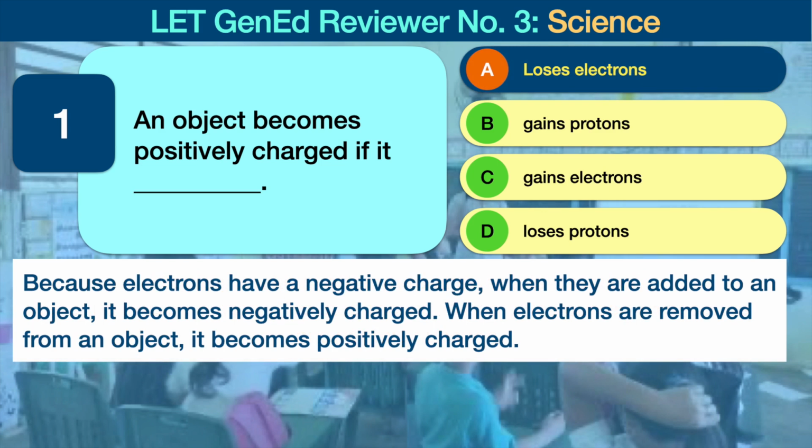The correct answer is A. Loses electrons. Because electrons have a negative charge, when they are added to an object, it becomes negatively charged. When electrons are removed from an object, it becomes positively charged.